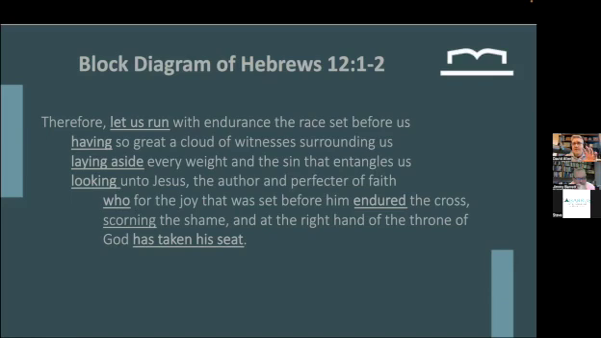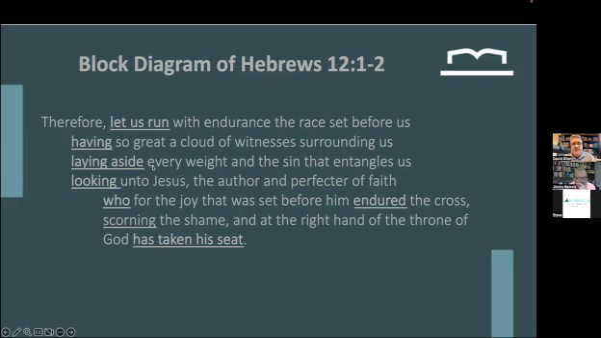So by creating a block diagram of the paragraph that you're preaching from, this helps you to see how the text is put together. And this then helps you to put together a genuine expository sermon, true to the text.